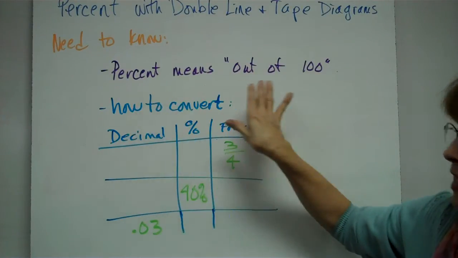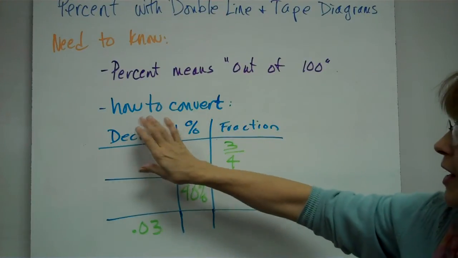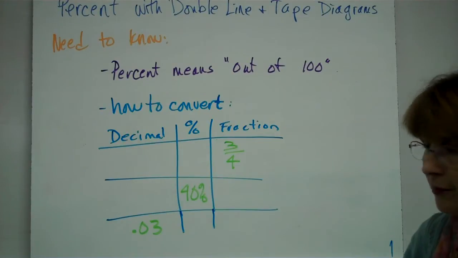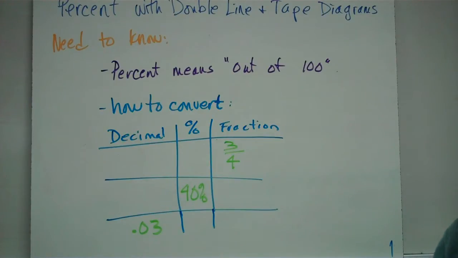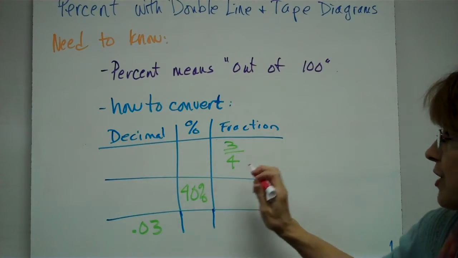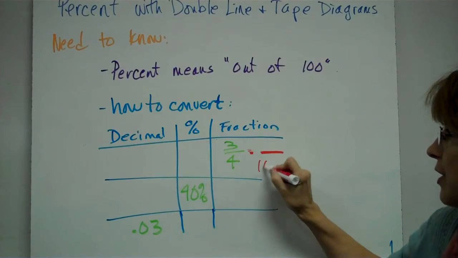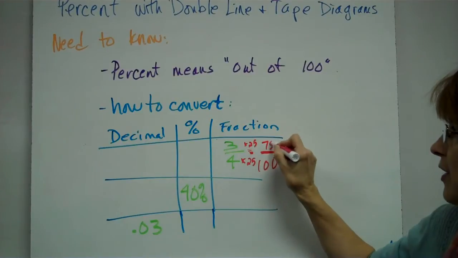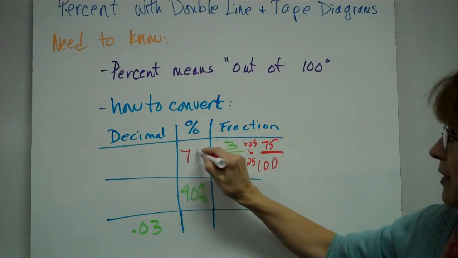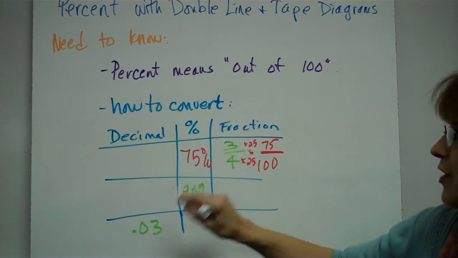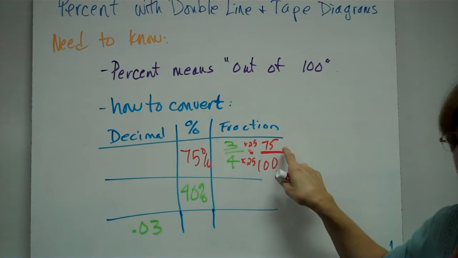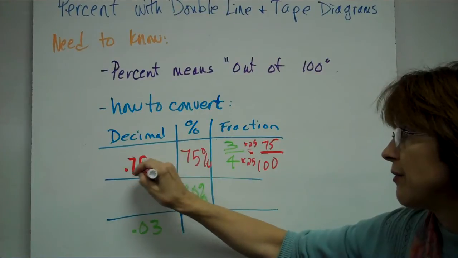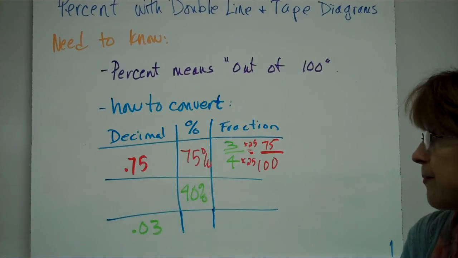You need to know that percent means out of 100, and we need to know how to convert from decimal to percent to fraction. So let's practice a couple of those right now. If we have a fraction that's 3/4, to get it to a percent, we can get this over 100. We'd multiply this by 25, and 3 times 25 is 75. You probably already know this one, that would be 75%. And the decimal would be 75 hundredths, which would be 0.75.